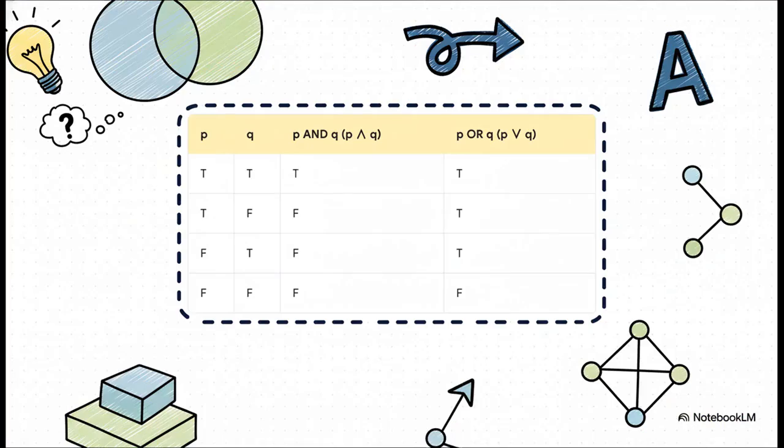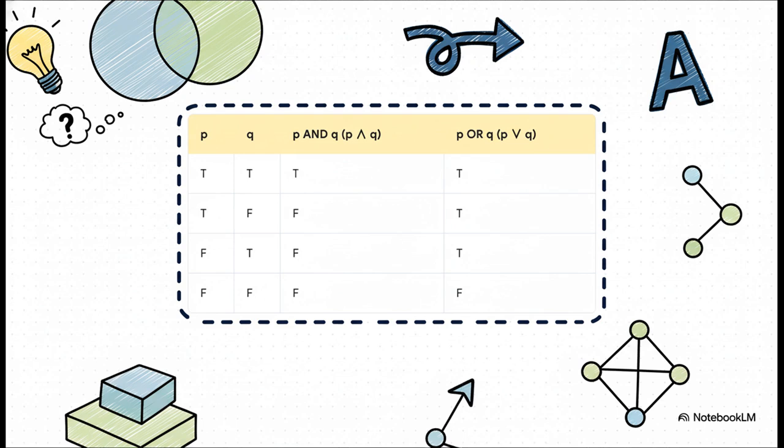Take a look at this table. The AND column is pretty much what you'd expect, right? P and Q is only true if both P and Q are true. Makes sense. But look over at the OR column. This is where things get interesting. In logic, P or Q is true if P is true, or if Q is true, or if both are true. Now, this is a really big deal.